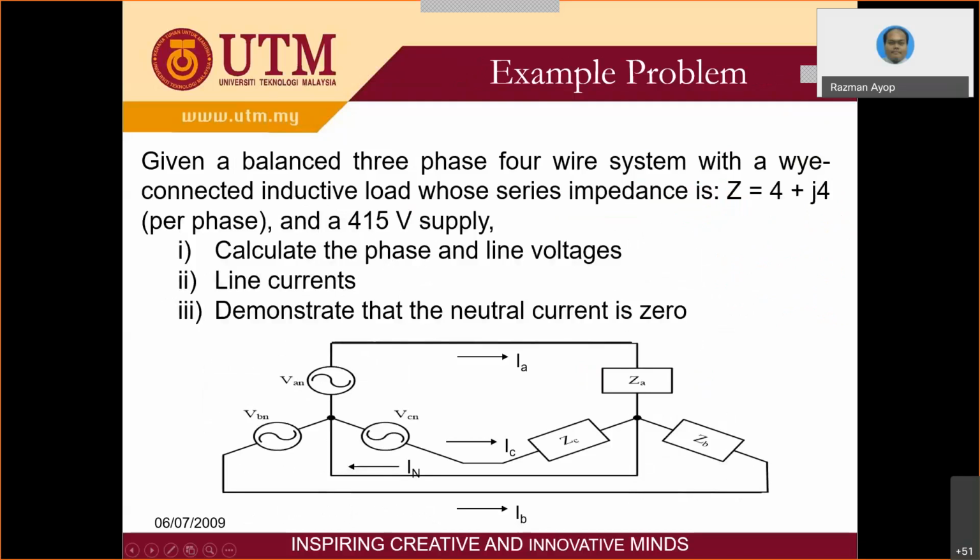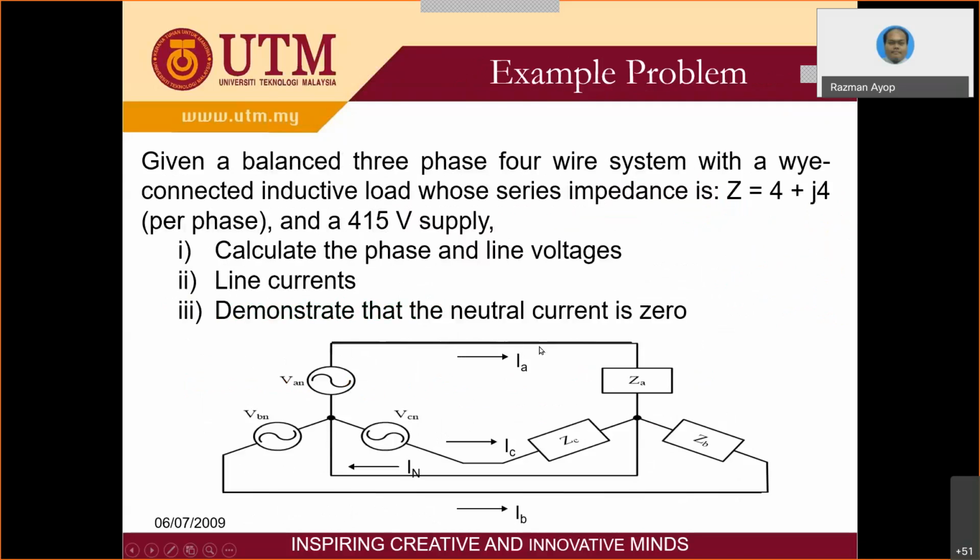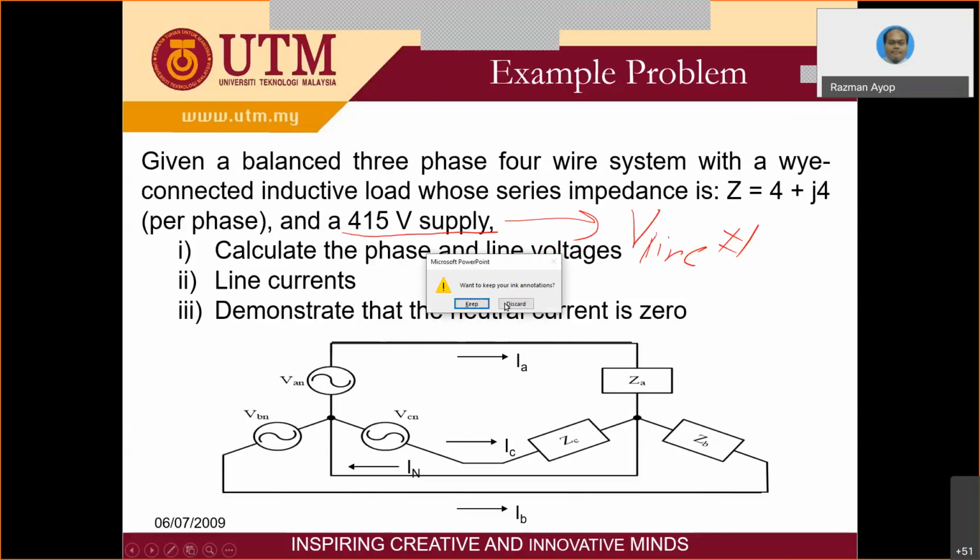I will give you an example again. Given a balanced three-phase four-wire system with Y connection, inductive load whose series impedance is Z equals 4 plus j4 per phase, and the supply voltage is 415. What it means by supply voltage: remember, you automatically assume it is V line. Always assume it is a V line. So again, I show you an example.